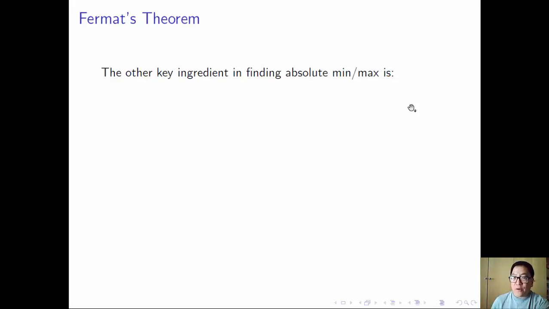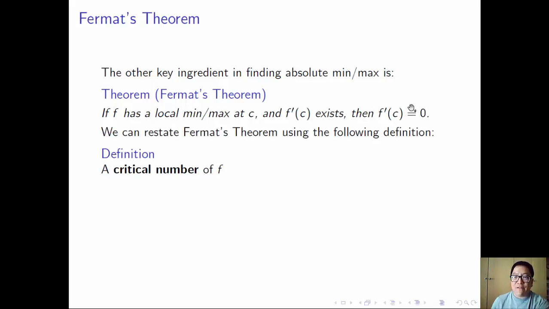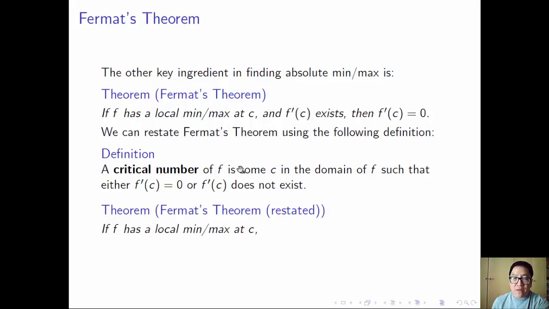All right. So the other key ingredient in finding absolute minima and maxima is a theorem known as Fermat's theorem, which says that if f has a local minimum or maximum at c and f prime of c exists, then f prime of c is equal to 0. In fact, we can neatly restate Fermat's theorem using the following definition. A critical number of a function f is some c in the domain of f such that either f prime of c is equal to 0 or f prime of c does not exist.